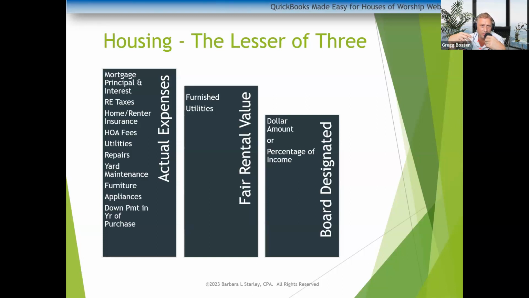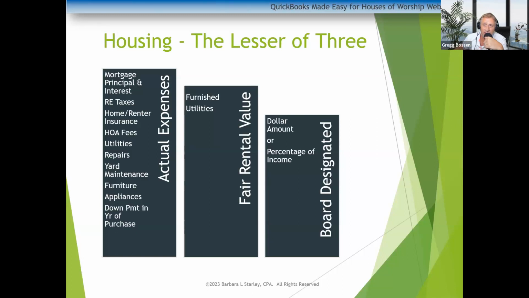Really, you're supposed to be doing this calculation, right, Barbara? Yeah, you really are supposed to. Your housing allowance needs to be approved. But what a lot of people will do is even have the pastor fill out a kind of spreadsheet. I'm going to show you something on the next screen.